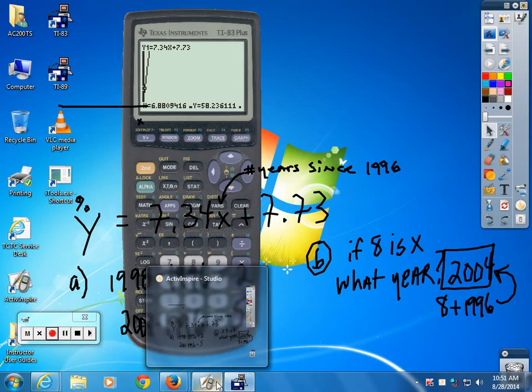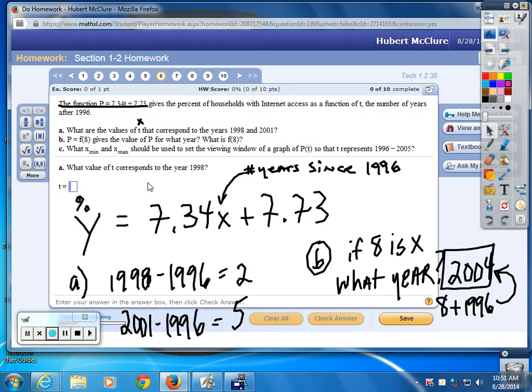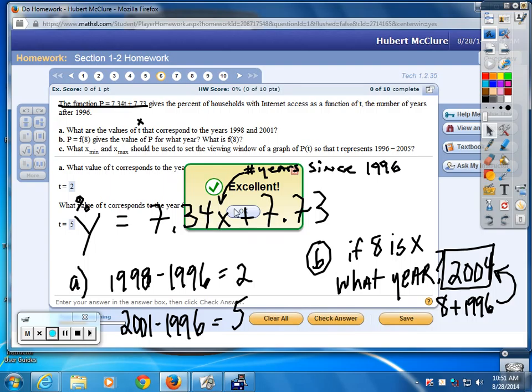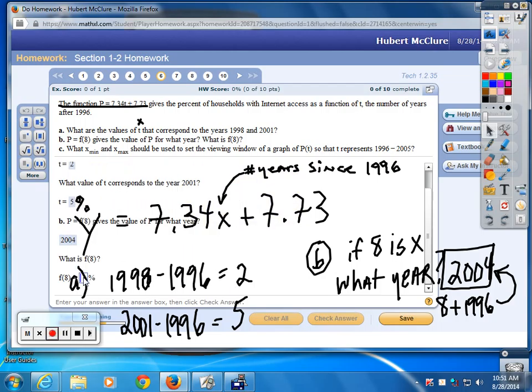But let's see what they got. T is equal to, what is the value of T? What did we find? 2 and 5? 2, 5, and that's that. And then what do we get here? 2004. Got that. And what is f of 8? We got to plug f of 8 in? I didn't know that. Okay, what is f of 8?